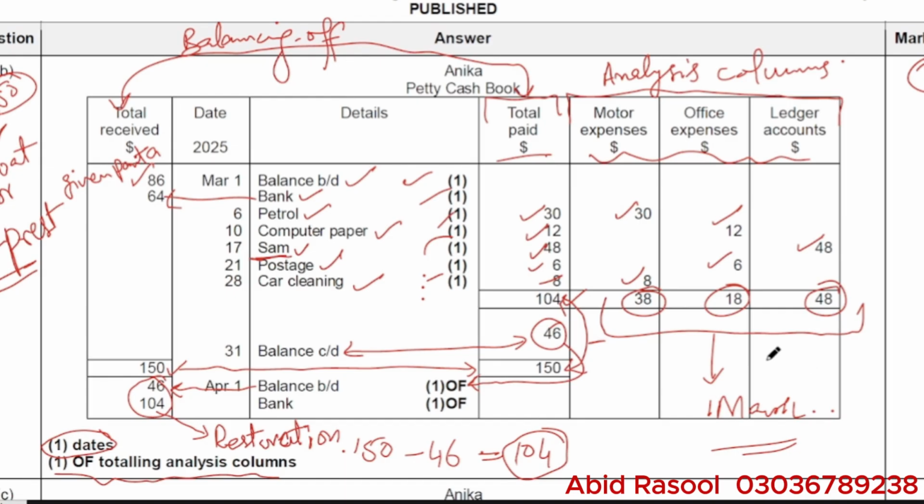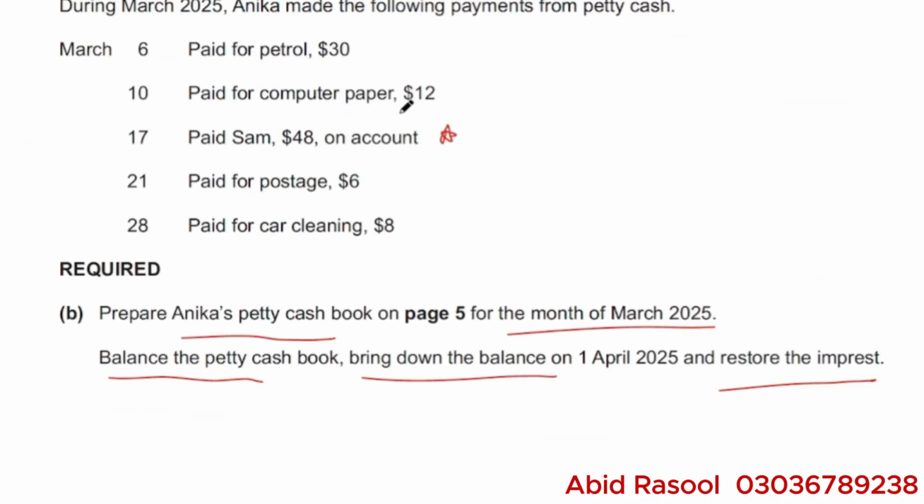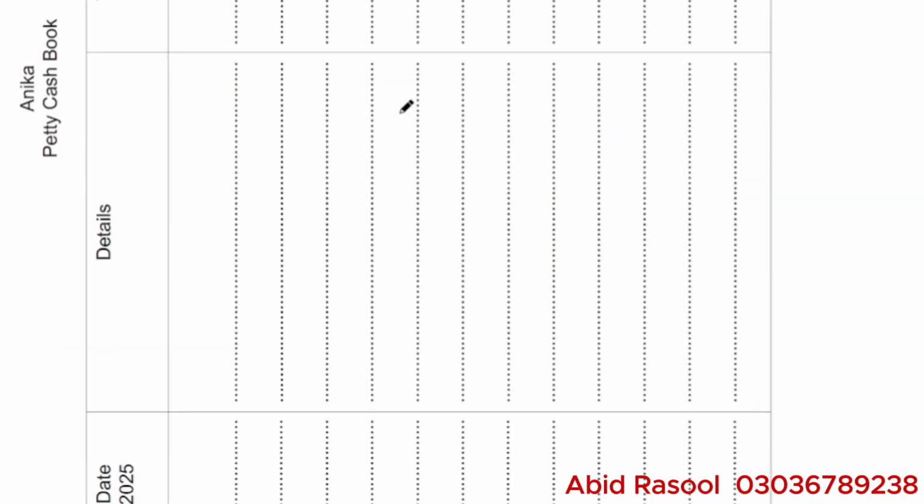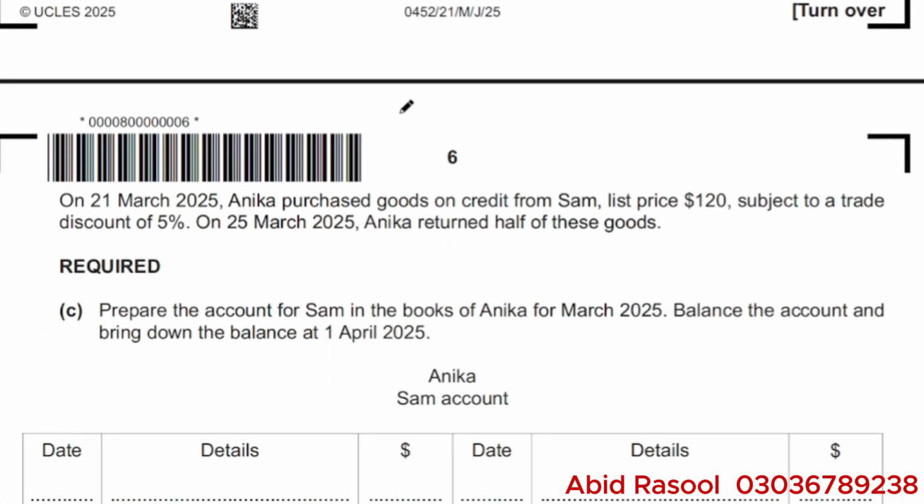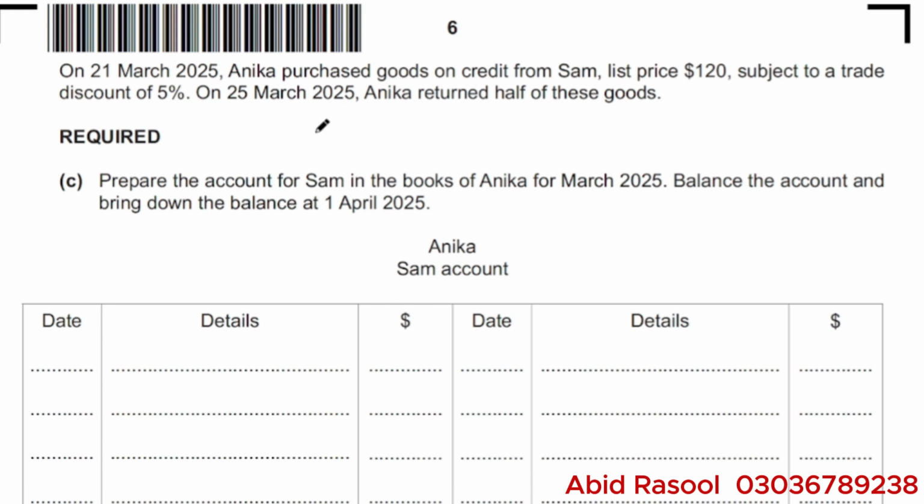Now we move to the next part, part C. They are asking in part C: on 21st March, Anika purchased goods on credit from Sam. List price 120, subject to a trade discount of 5%. On 25 March, Anika returned half of these goods. Prepare the account for Sam in the books of Anika for March 2025. Balance the account and bring down the balance at 1st April 2025.